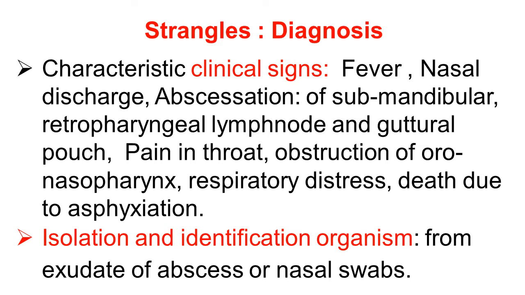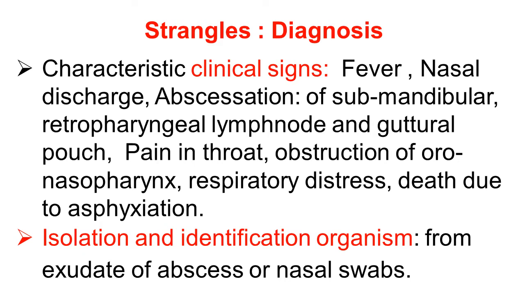Friends, now we will discuss diagnosis of Strangles. In Strangles, there are characteristic signs. We have already described that in a special presentation. The first sign is fever, characteristic nasal discharge, abscessation of the various lymph nodes, submandibular lymph node, retropharyngeal lymph node, and guttural pouch. There is characteristic guttural pouch empyema.